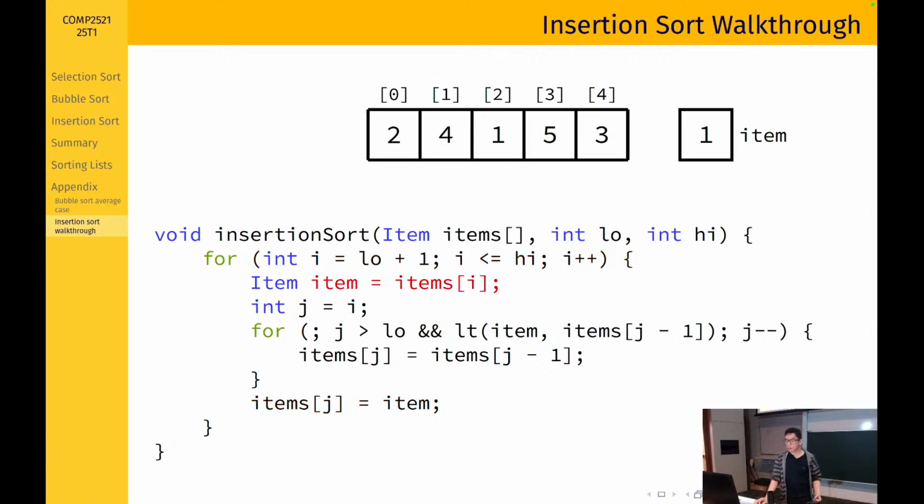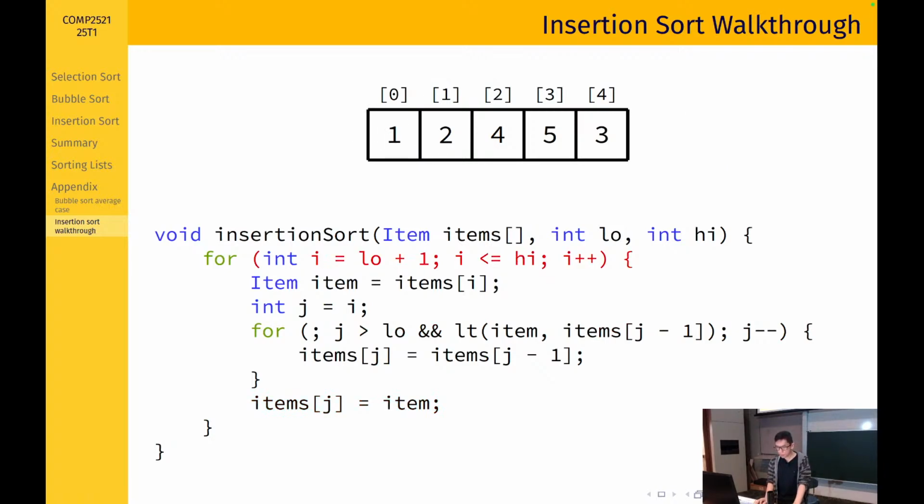In the next iteration, we're trying to insert 1, so we store that aside in a temporary variable, and then we initialize j to be equal to 2. What we're going to do now is compare the 1 with the item to the left. Is 1 less than 4? It is, so we shift the 4 over to the right. Then we decrement j, and now we compare: is 1 less than 2? Since it is, we shift the 2 over. And now, since we've reached the beginning of the array, we put the 1 at index 0.